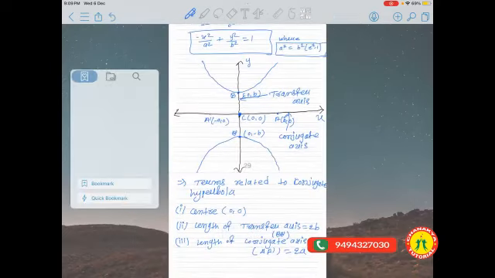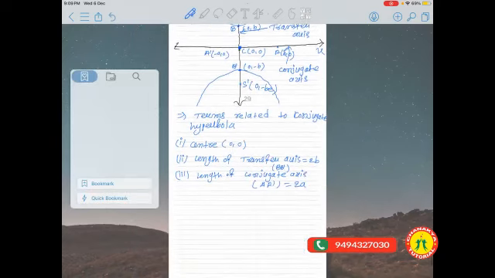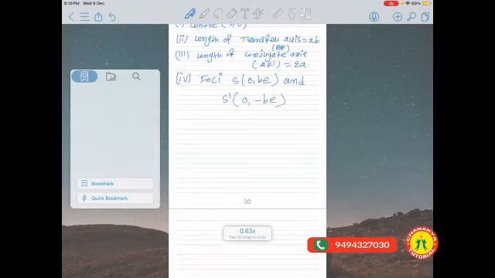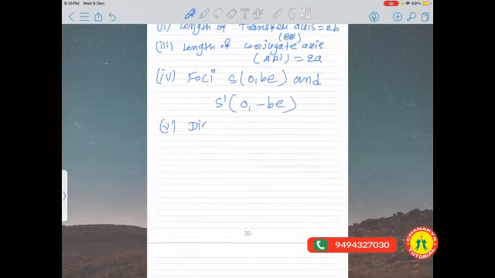Now the foci. The fourth point is the foci: S is 0, be, and S dash is 0, minus be. So the distance between the foci, that is S S dash, is equal to 2be.